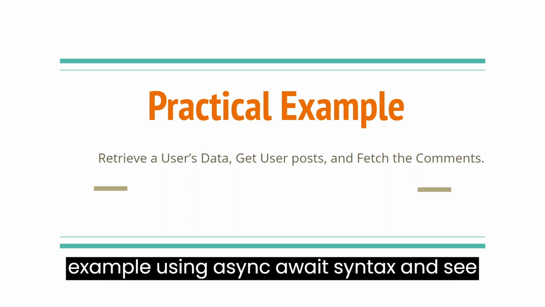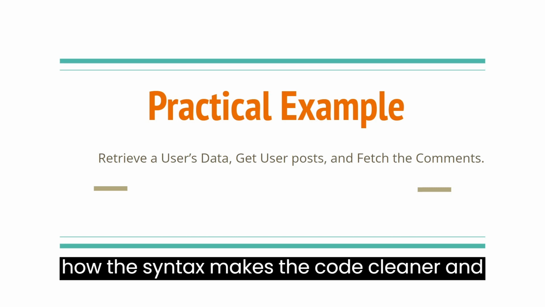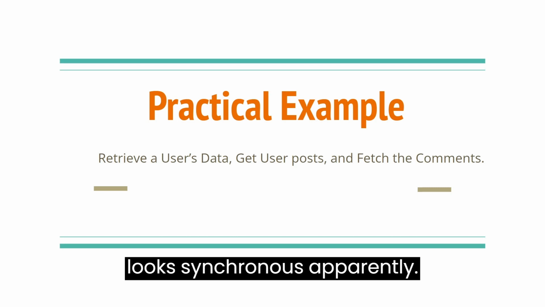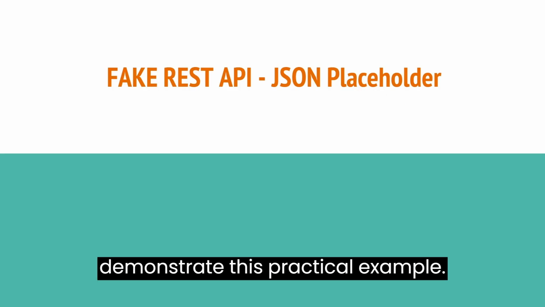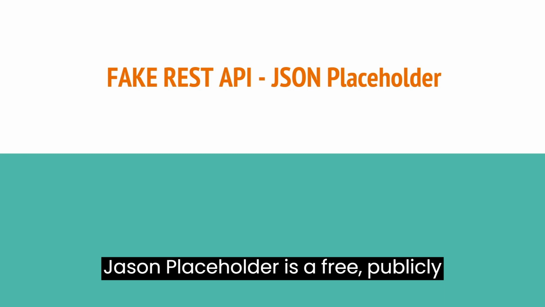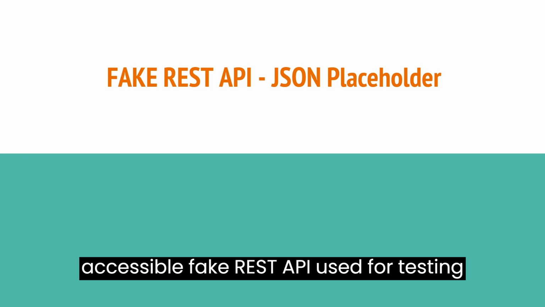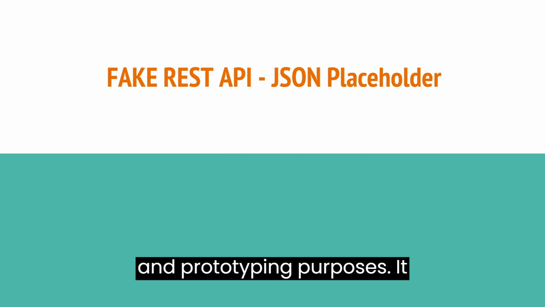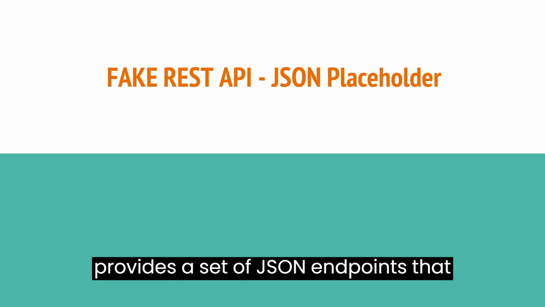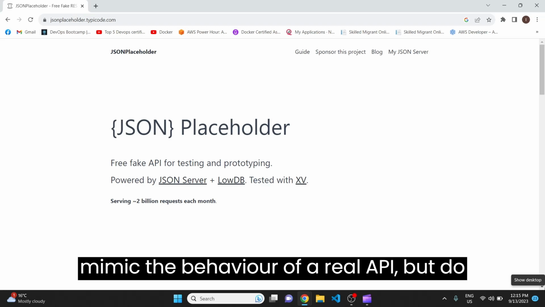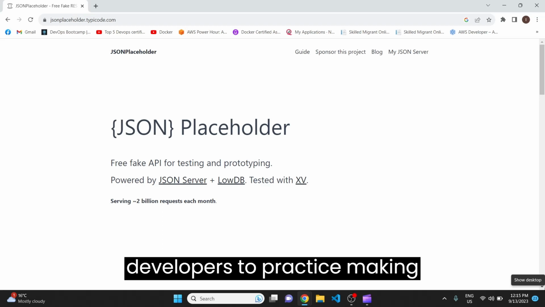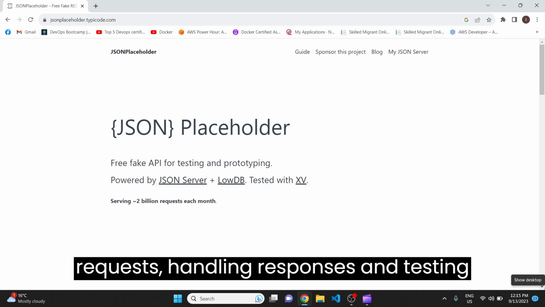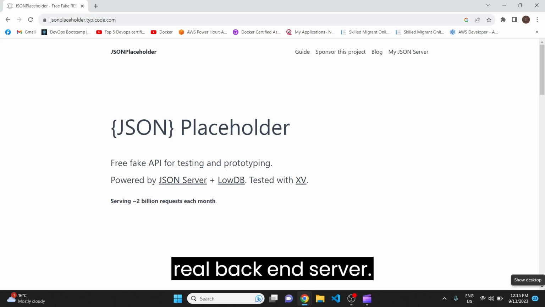We will code this example using async await syntax and see how the syntax makes the code cleaner and look apparently synchronous. We will use JSON Placeholder to demonstrate this practical example. JSON Placeholder is a free, publicly accessible fake REST API used for testing and prototyping purposes. It provides a set of JSON endpoints that mimic the behavior of a real API but do not actually perform any server-side operations. It's often used by developers to practice making HTTP requests, handling responses, and testing client-side code without the need for a real backend server.